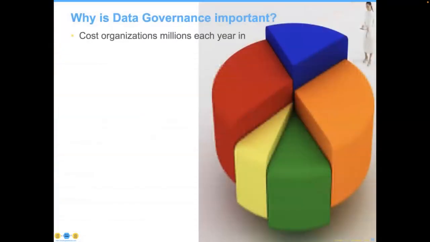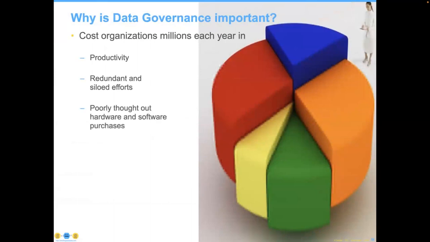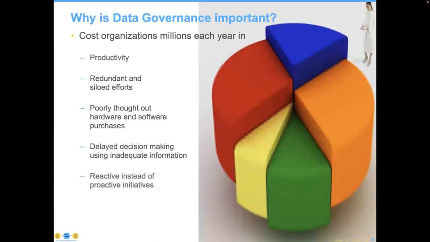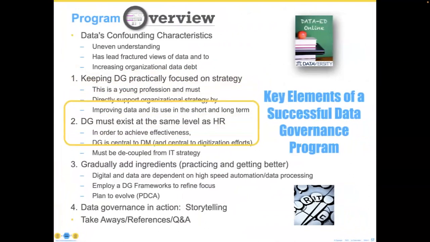So to sum up this section, again, the governance is important because it costs millions in productivity and siloed efforts not being eliminated, poorly thought out hardware and software investments, and badly dumping things into the cloud. You're seeing a lot of pushback on that at this point. Delayed decision-making around all this. I've already mentioned the 20-40% of IT governance. Data governance must exist at a programmatic level in order to do this.